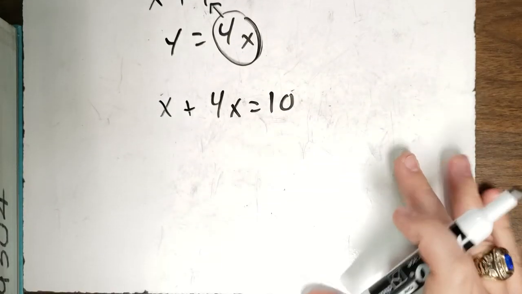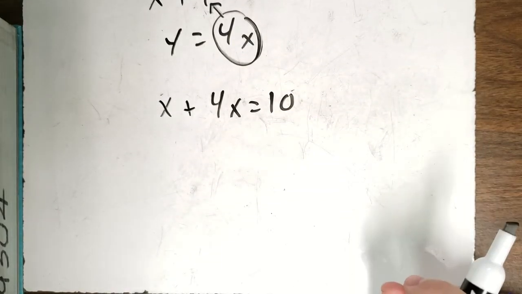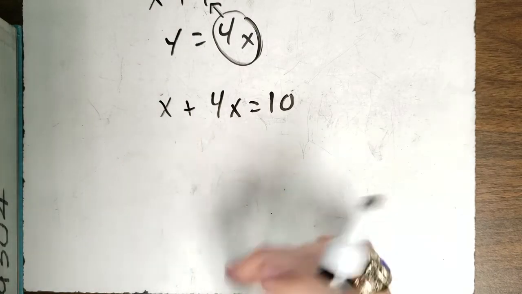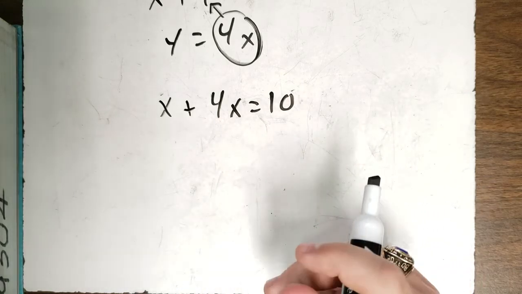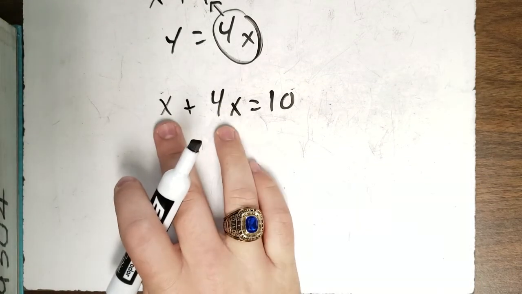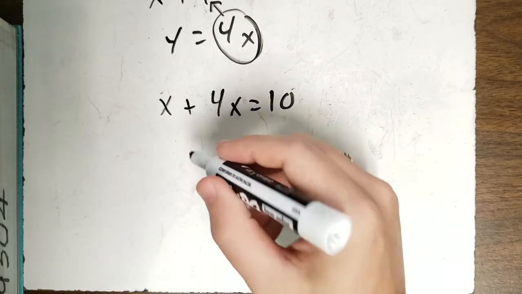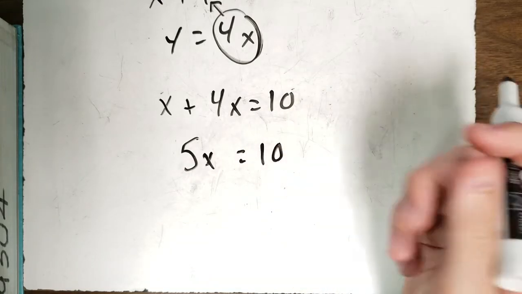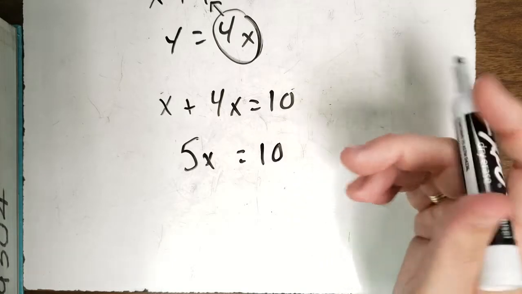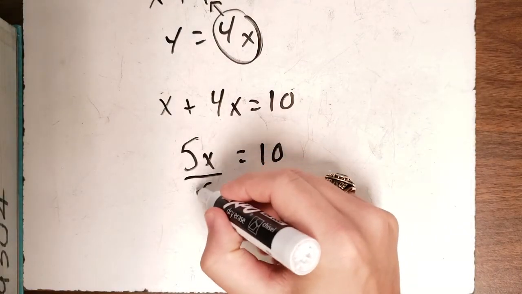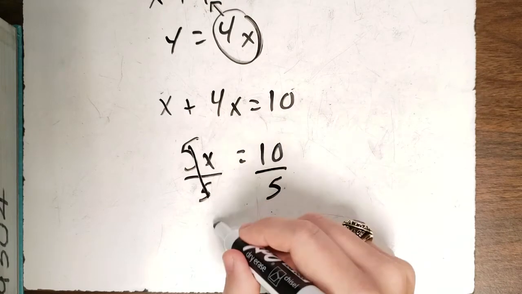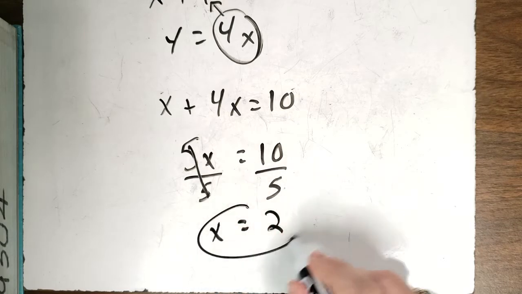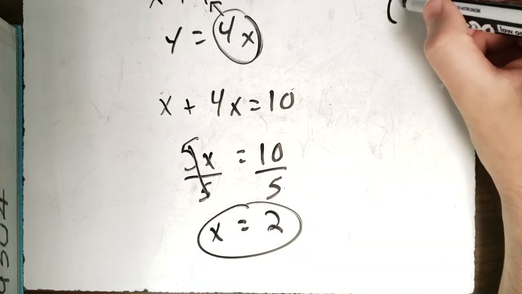Now when you're here, you can go ahead and solve for x, because now you have only x. It's just a two-step equation. We have to get x by itself. The first thing we do is combine our like terms. x plus 4x equals 5x. Bring down the rest: 5x equals 10. Our last step, we divide both sides by 5, because the 5 is attached to the x. That cancels, and x equals 10 divided by 5, which is 2. So x equals 2.